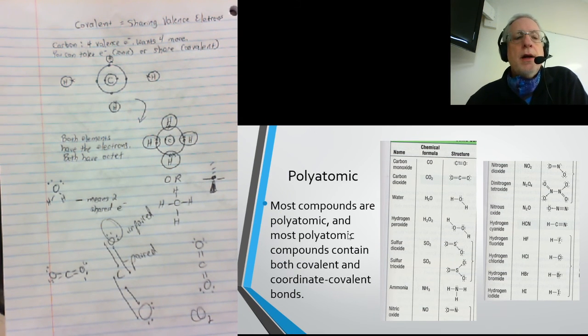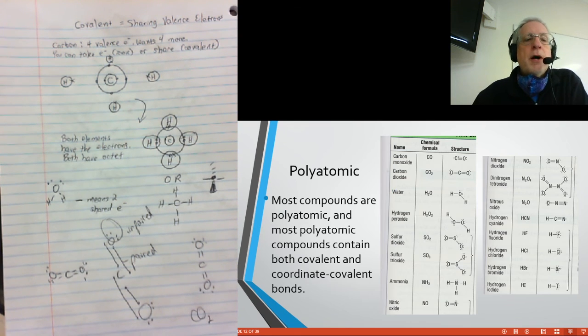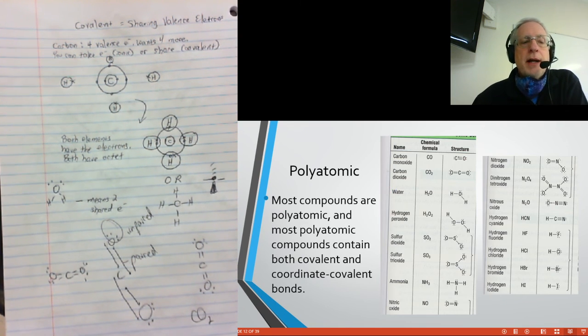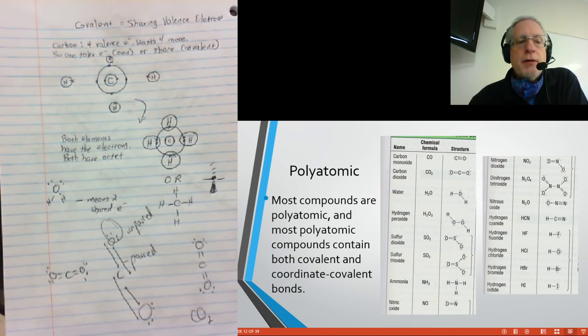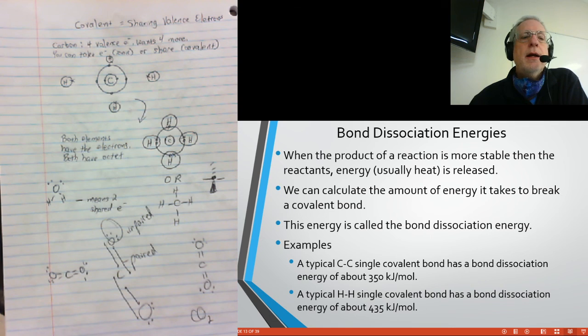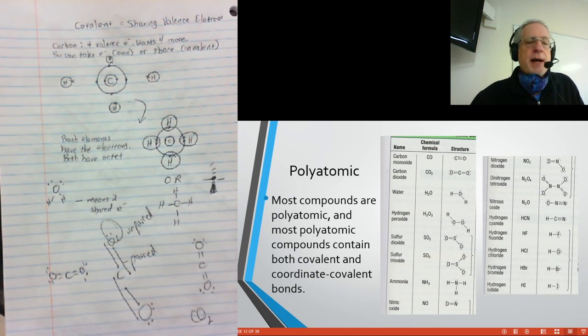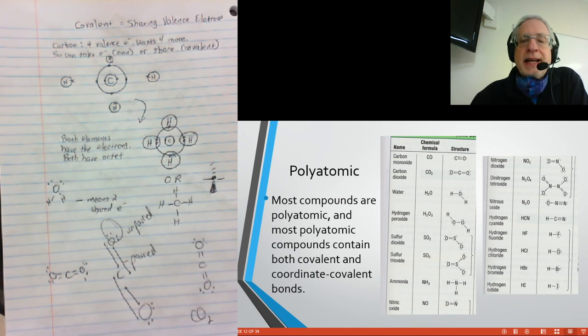Okay. So most compounds are polyatomic, and most polyatomic compounds contain both covalent and coordinate covalent bonds. They're both common, is what I'm trying to get at. Okay. And I'm going to stop there, and when I come back, I'm going to talk about the energy that's involved in these bonds.